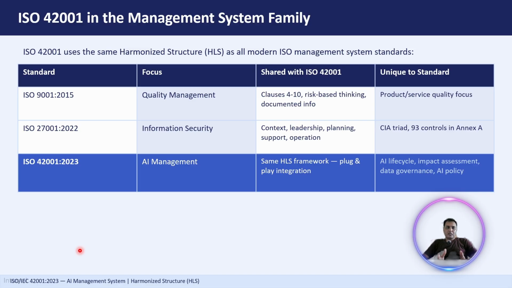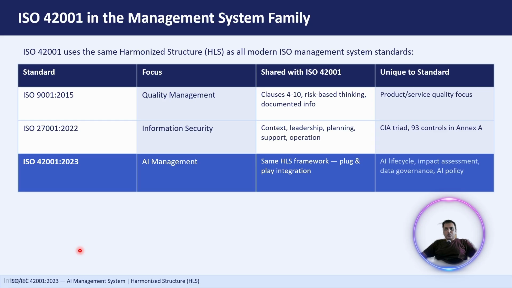So here you can see three different standards which I have included, which are basically using the same kind of architecture, or same kind of structure, as ISO 42001. ISO 9001 is focused on quality management systems, and it shares with ISO clauses 4 to 10, which are risk-based thinking. The same clauses 4 to 10 are available in 42001. It is focusing on product and service quality.